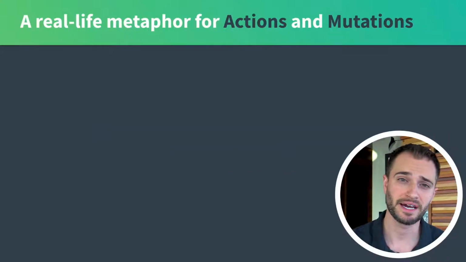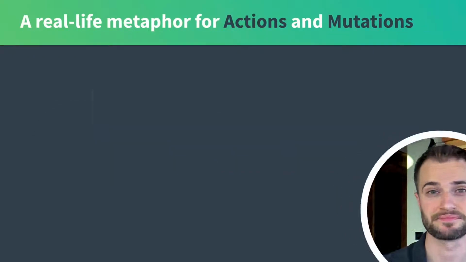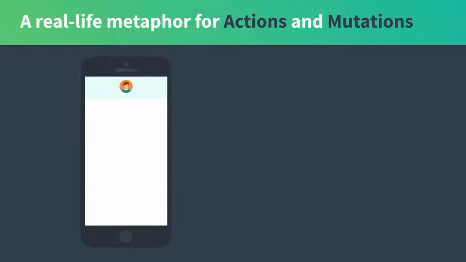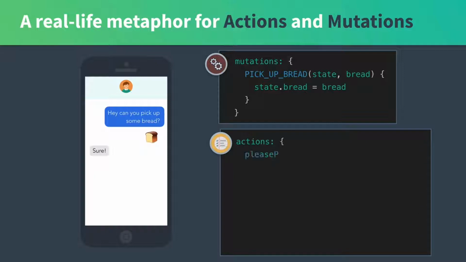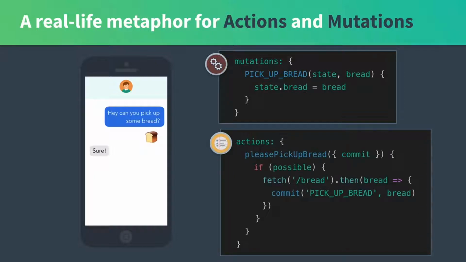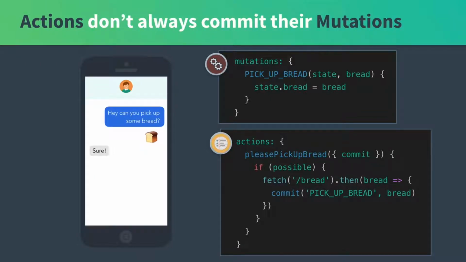Let's look at a real-life metaphor for mutations and actions. If I were to text my friend and ask them, hey, can you pick up some bread? The picking up the bread itself is more like the mutation, whereas me asking for her to pick up the bread is more like an action. So if possible, go to the store and then pick up bread. But actions don't always commit their mutations based on how the logic within that action actually unfolded. In our real-life example, my friend's car could break down, or the store could be out of bread.